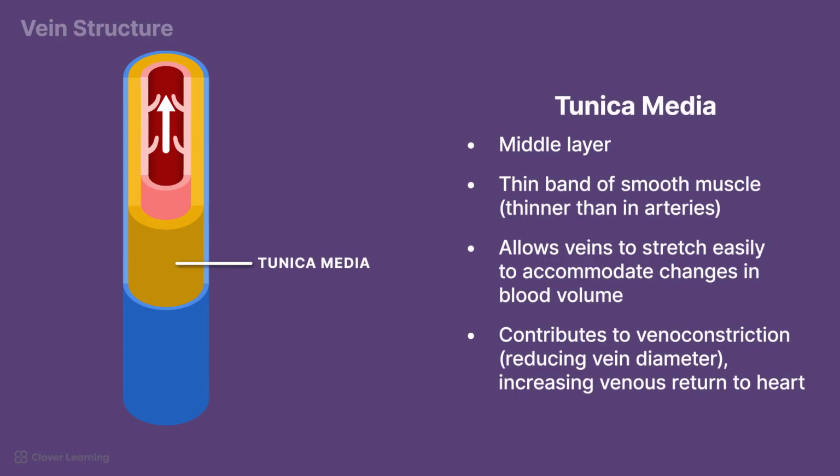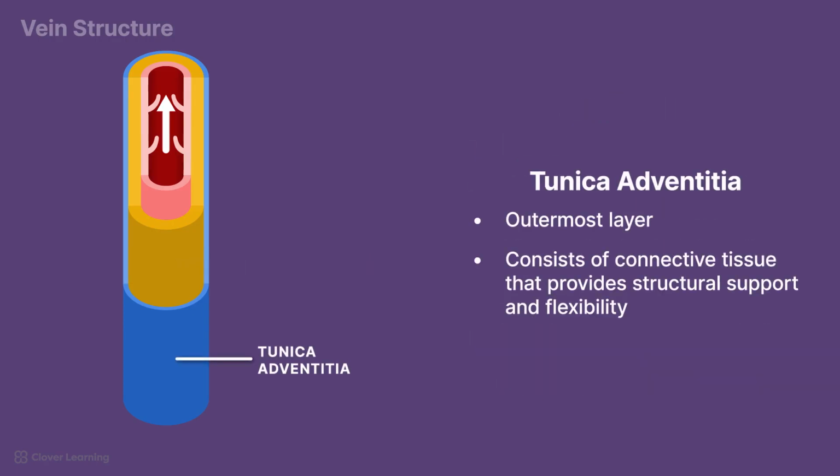The tunica media is the middle layer with a relatively thin band of smooth muscle, significantly thinner than in arteries. This allows veins to stretch easily to accommodate changes in blood volume and contributes to venoconstriction, which reduces the diameter of the vein, increasing venous return to the heart. The tunica adventitia is the outermost layer, consisting of connective tissue that provides structural support and flexibility.